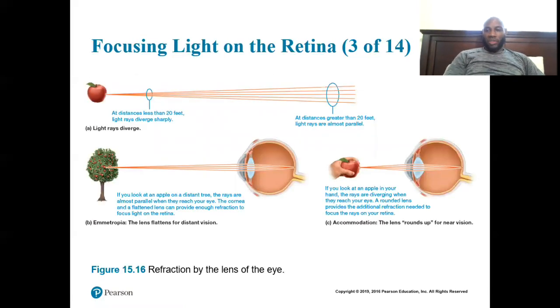Right, so it's just showing you the concept. It's easier in general, when the eyes relax, to focus on something off in the distance. I can see the door that I'm looking at, which is across the room. But if I look at an apple in my hand, as you see here, the rays are diverging when they reach my eye. A rounded lens provides the additional refraction needed to focus.